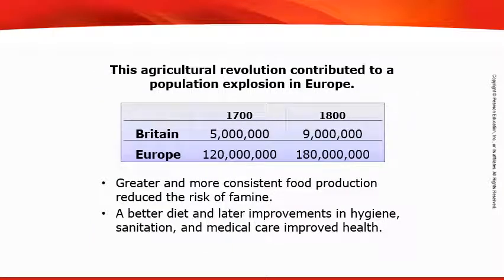The agricultural revolution contributed to the population explosion in Europe because people could produce more, they could eat more, so there was less chance of famine. There was no hunger. They ate better. The quality of food also improved. Because of the better quality of food, their health also improved.